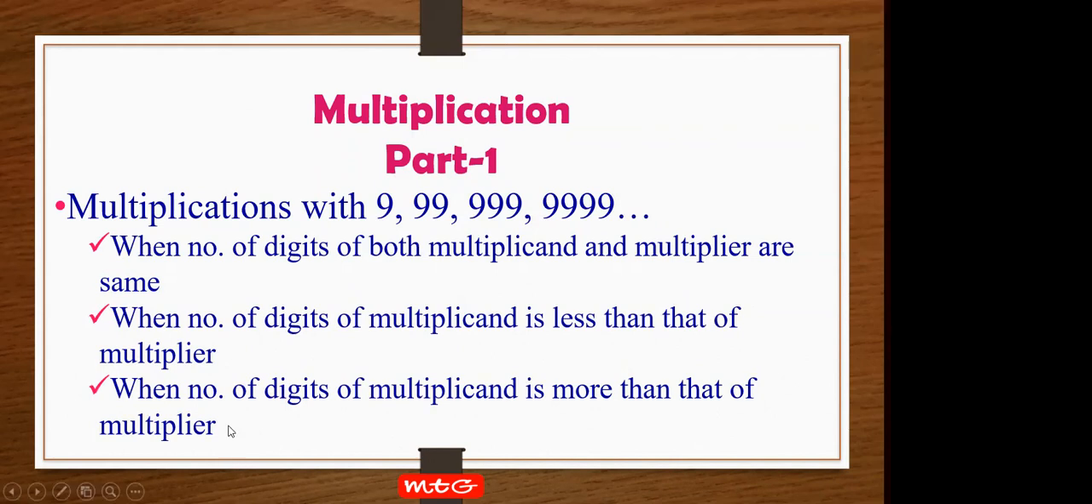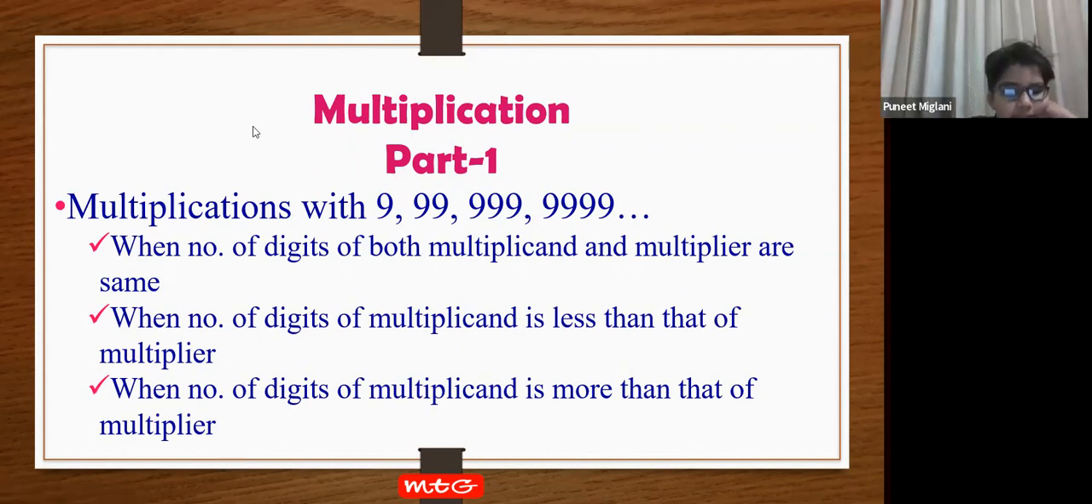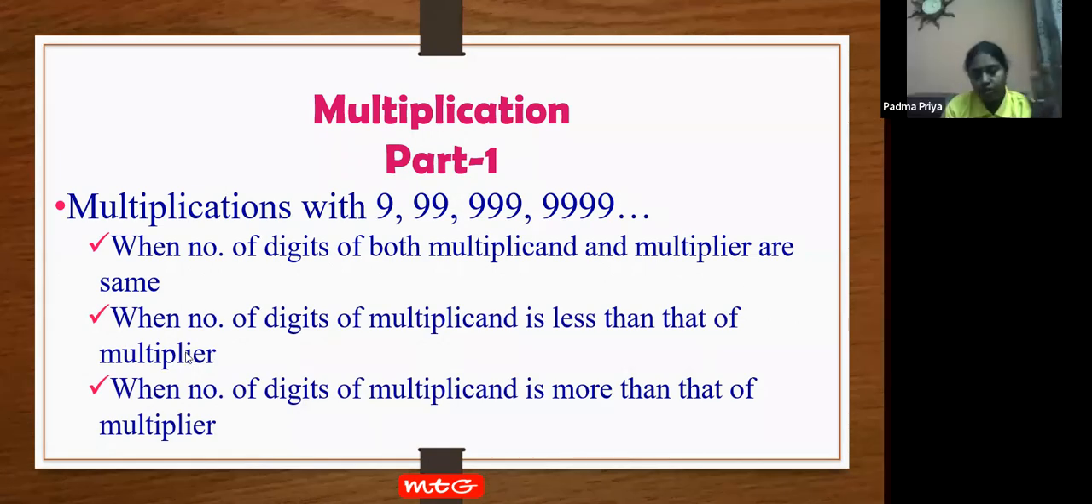These are the three cases. I will show all three cases one by one when I show you the screen. First, let me explain what is multiplicand and multiplier, then I will show you in detail. Let me go to the next screen.